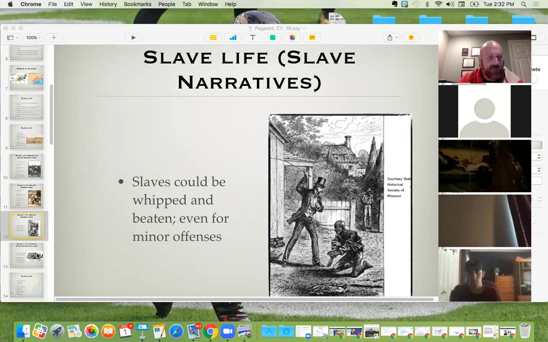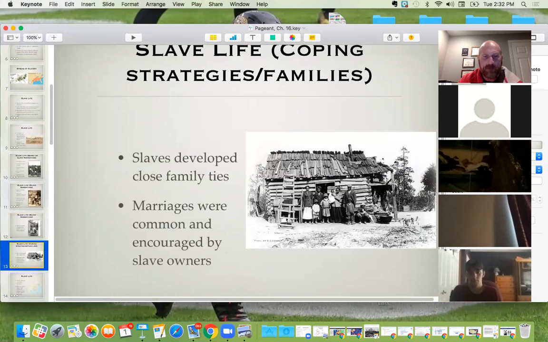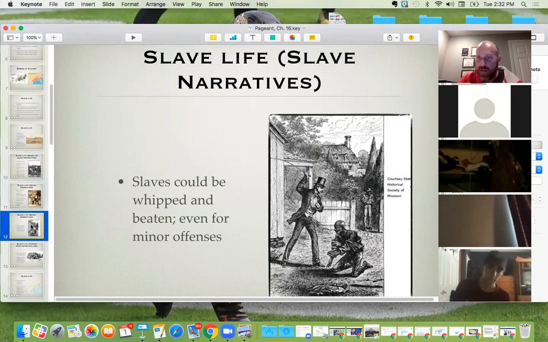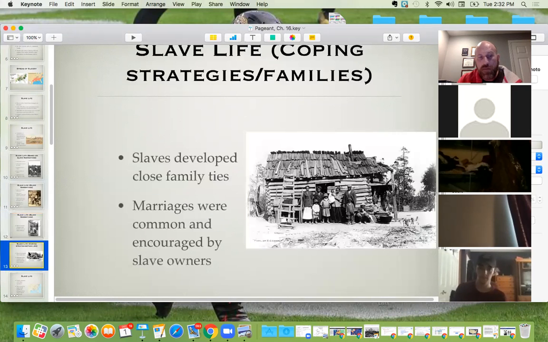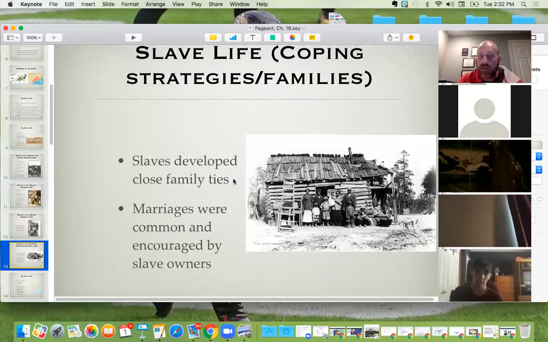Let me just check out this slide really quick. Actually, that's probably a good place to end it for today. So on Thursday, we'll talk about the continuing ways in which slaves tried to cope with this existence and tried to develop family ties. Unfortunately, sometimes that was tragic due to the separations that occurred.